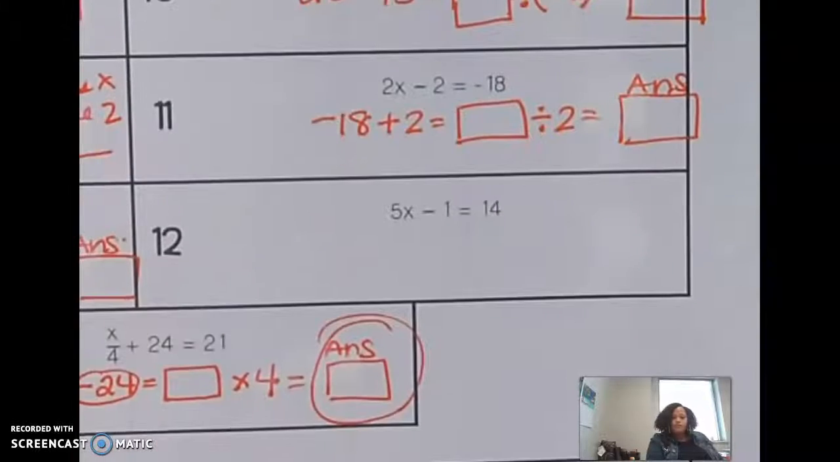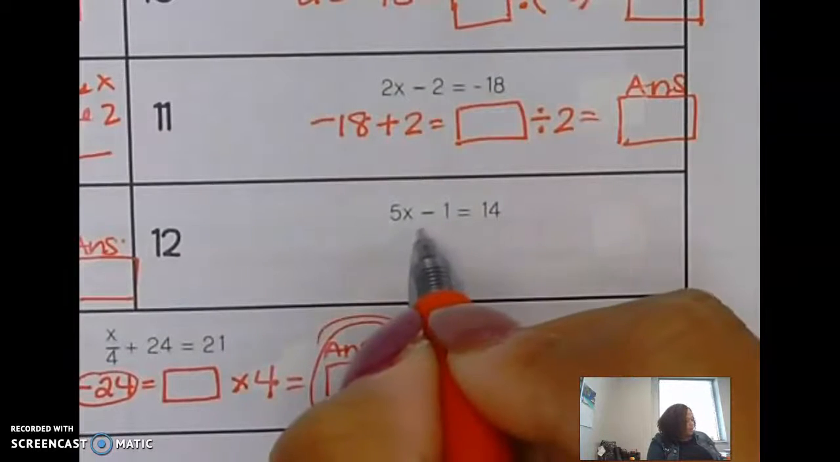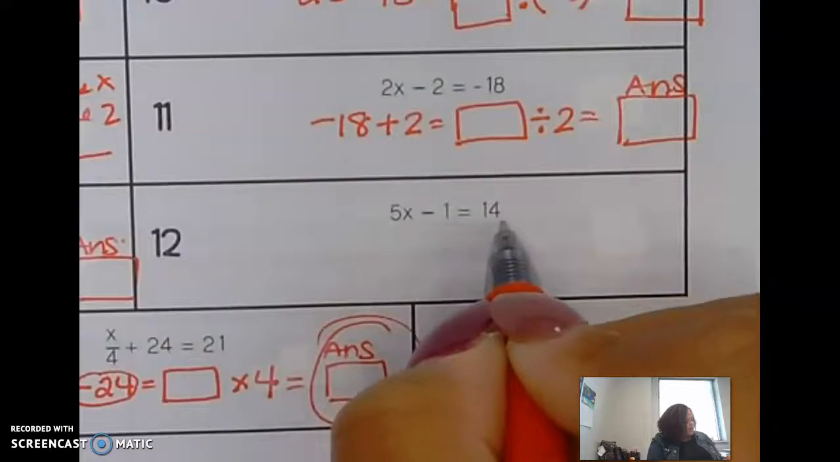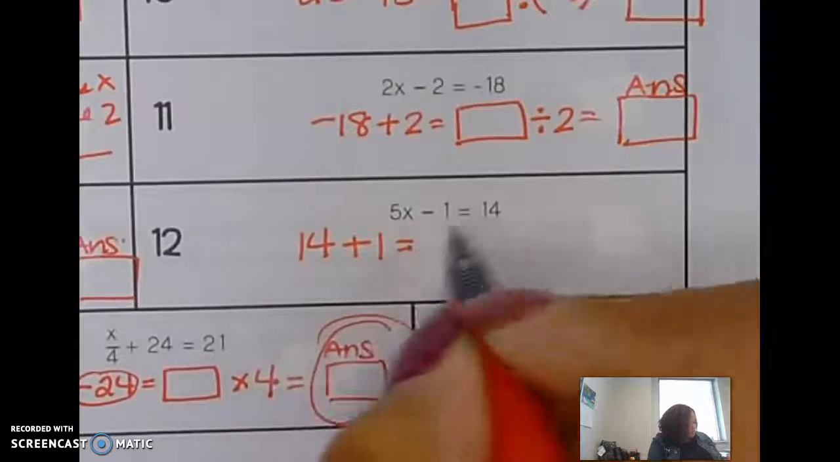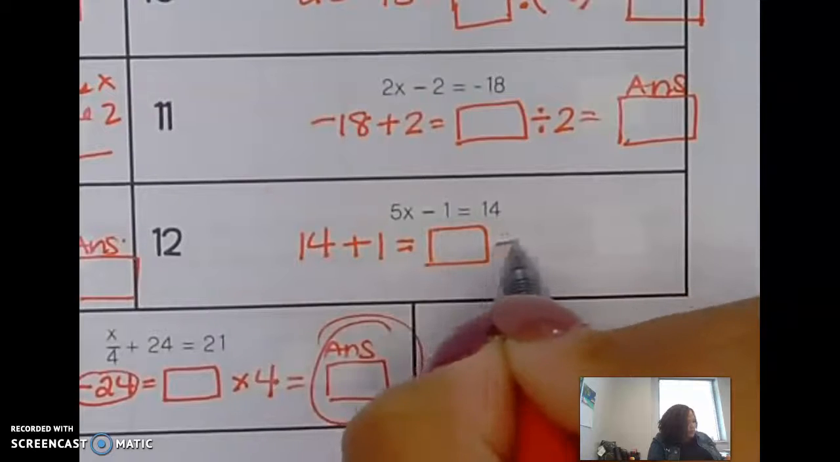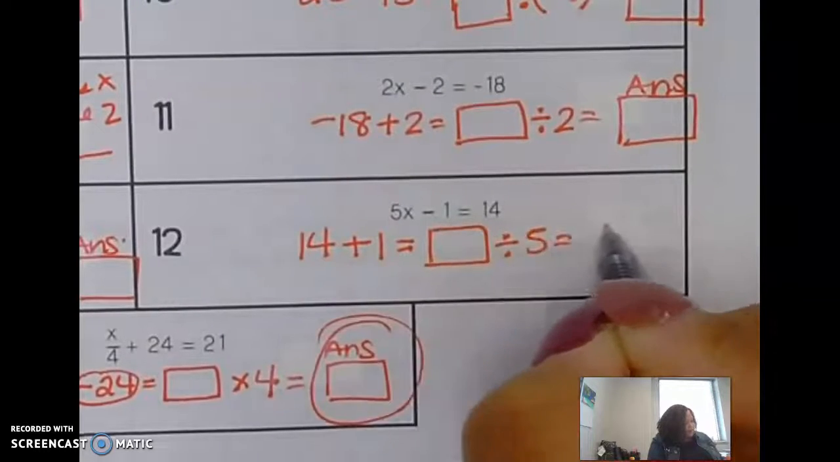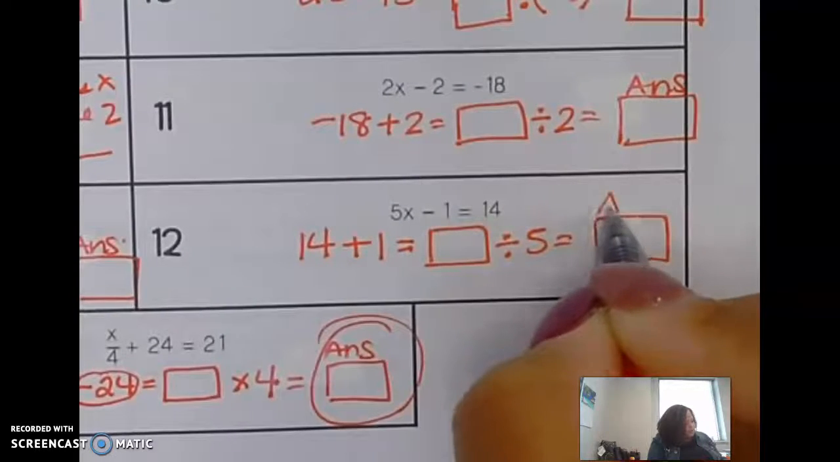Last one. 5x minus 1 equals 14. I'm working backwards. 14 plus 1 equals something. And then I'm going to divide that something by 5, and then I'm going to get my final answer.